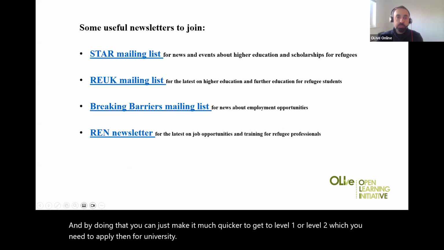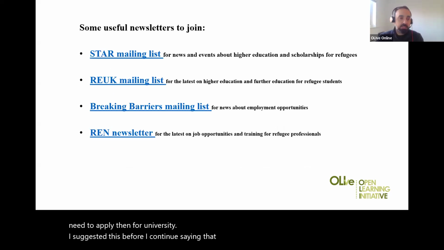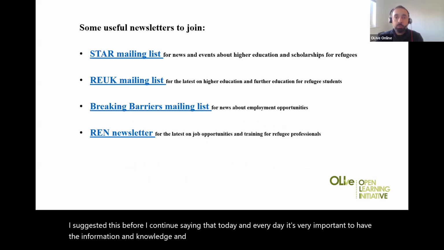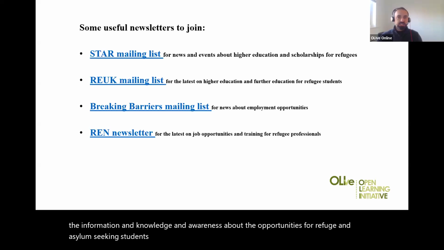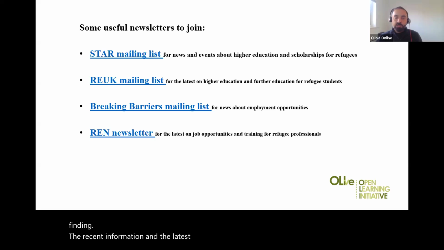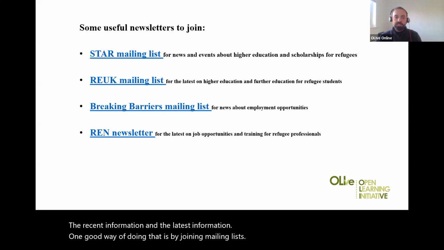I suggested this before. I continue saying that today and every day. It's very important to have the information and knowledge and awareness about the opportunities for refugee and asylum seeking students. And instead of searching for them, instead of spending time finding the recent and the latest information, one good way of doing that is by joining mailing lists. And these 4 mailing lists are those that I suggest to everyone in your situation.